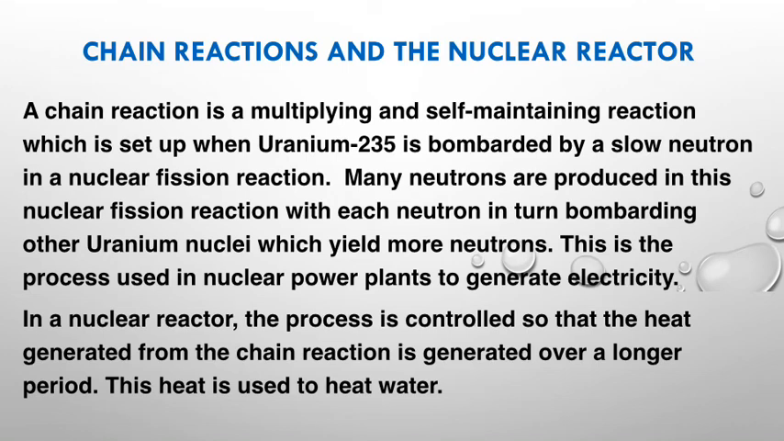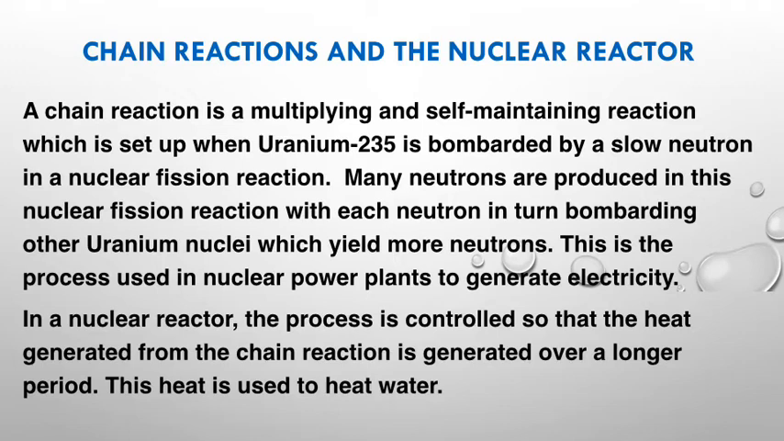Let's look at chain reactions and the nuclear reactor. Chain reactions are reactions that stem from a repeated or continuous nuclear fission process. Fission, splitting up. So a chain reaction stems from nuclear fission. It is a multiplying and self-maintaining reaction that is set up when uranium-235 is bombarded by a slow neutron. As I said earlier, to split up the uranium, you bombard it with a neutron. When that happens, uranium is split into krypton and barium.